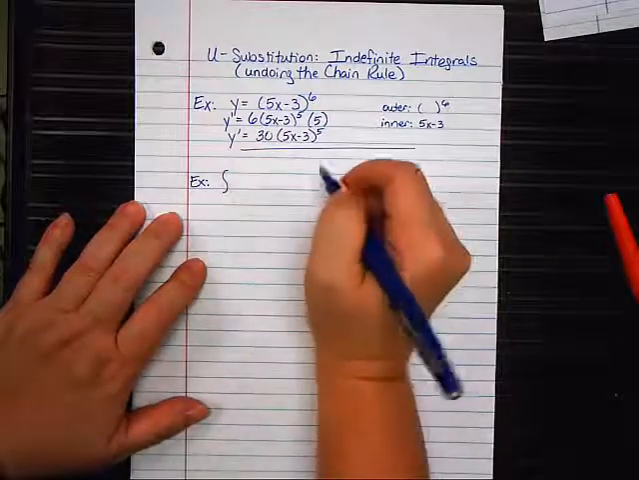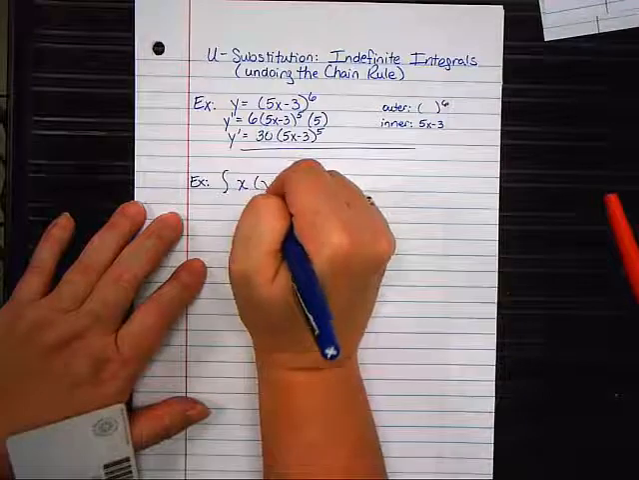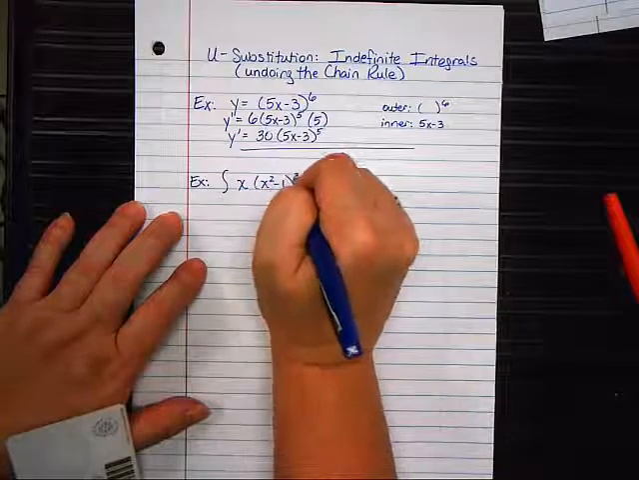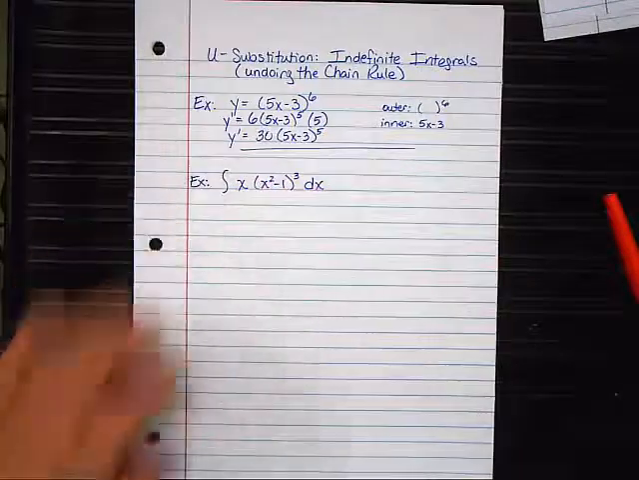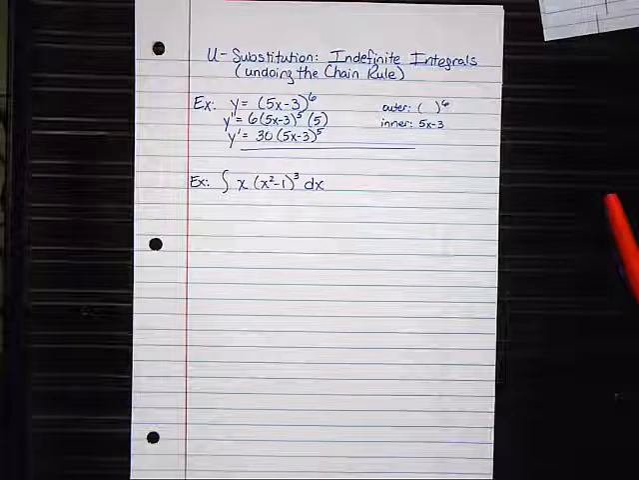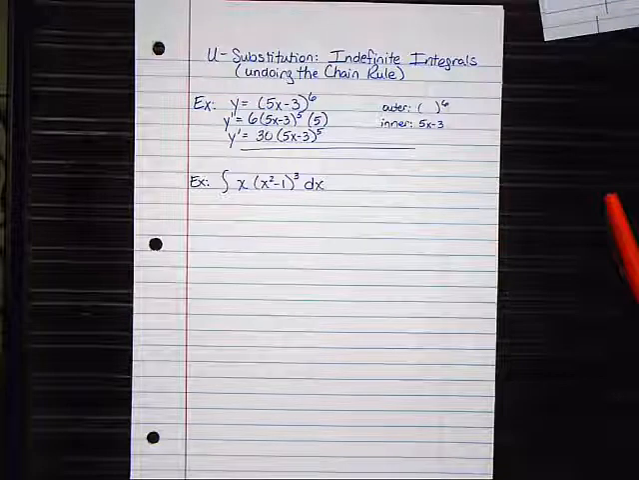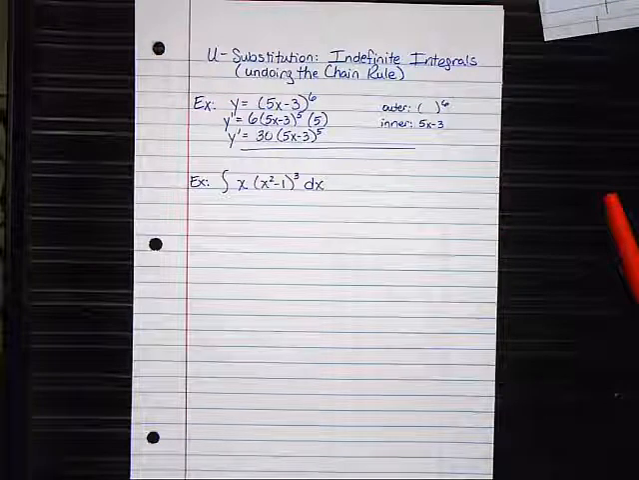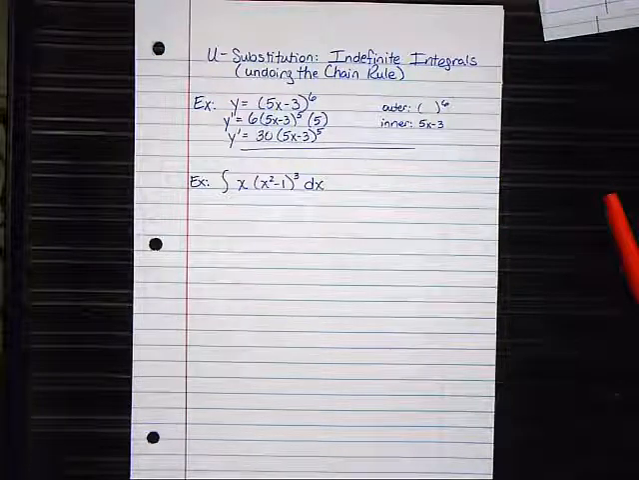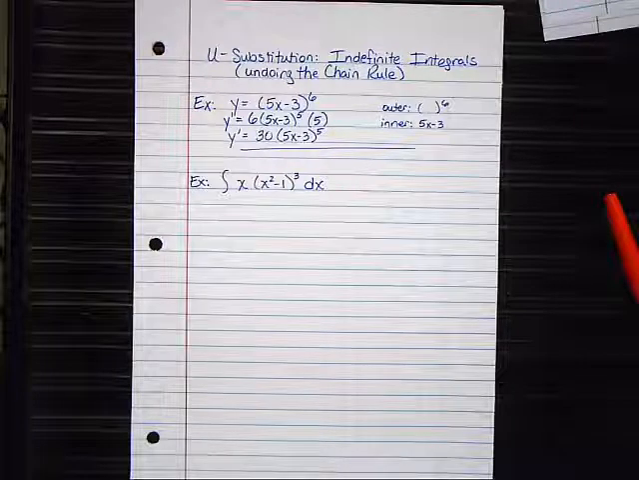We're going to take the integral of x times x squared minus 1 to the 3rd power dx. So that is the derivative of some function. I want to know what the original equation is, what the antiderivative is. Now, I know that some of you are going to be able to do this in your head.